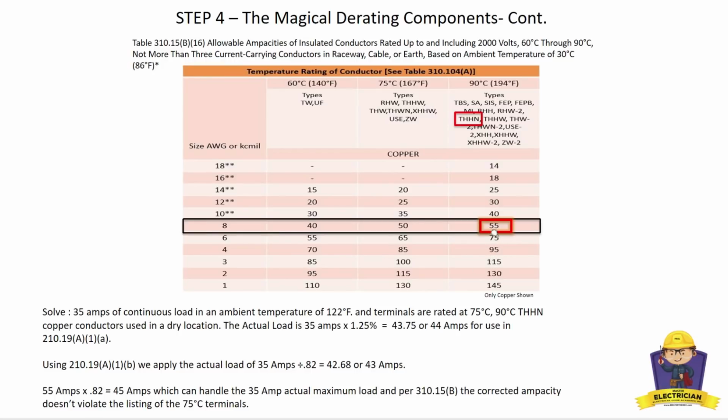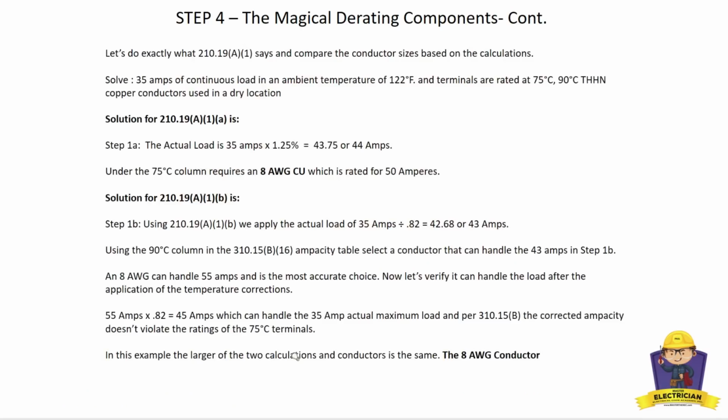So we take the 55 amps. Now we want to check again to make sure it can handle the 35 amps. So we take the 55, which is what we had here, multiply it by 0.82 equals 45 amps. And obviously a 45 amp conductor now can handle 35 amps of maximum load, and it doesn't violate the listings from the 75-degree terminal rating. So we're good to go there.